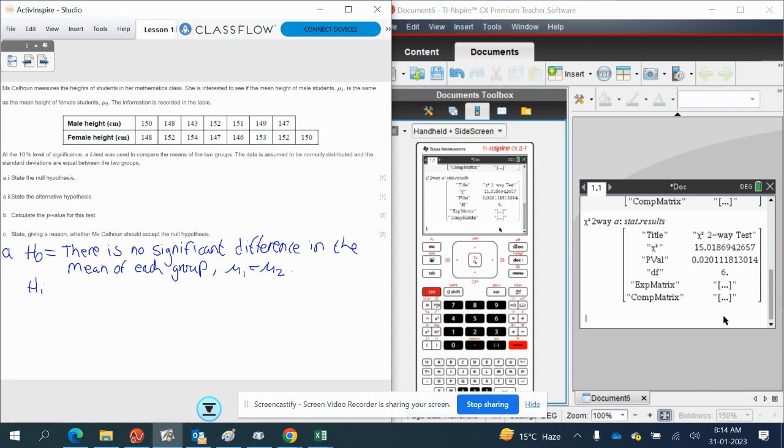Alternate hypothesis. There is a significant difference in the mean of each group. Mu1 is not equal to mu2.